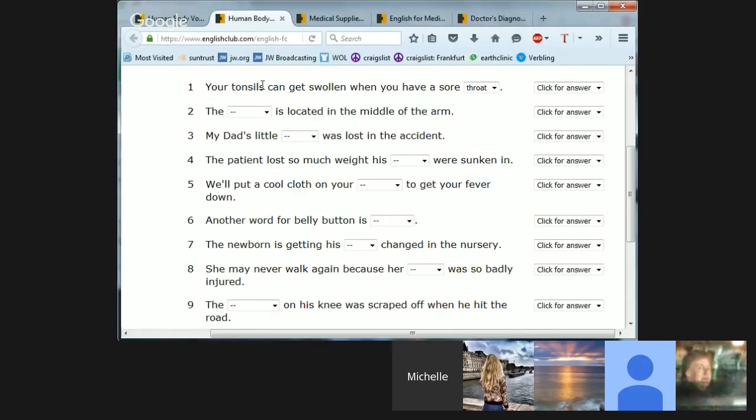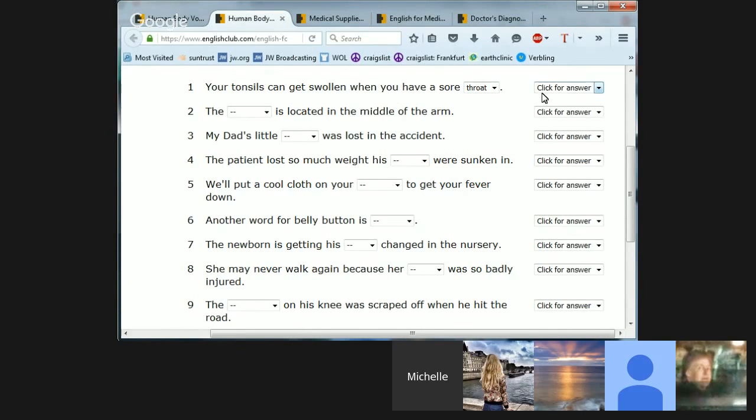Throat is a common word, but I don't know tonsils. Throat? I'm not sure. Okay. Yeah, very good. And your tonsils are located kind of like in the back of your throat. Okay. Yeah, so when they're swollen, then you have a sore throat. Yeah, that's right. Good job.